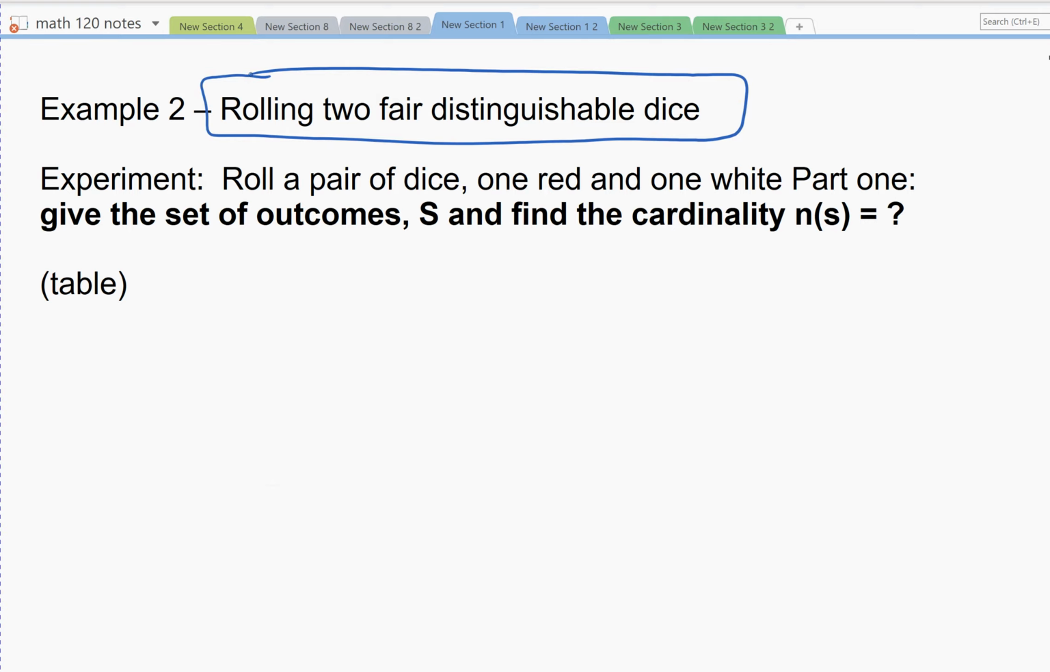Now, our dice will always be distinguishable. There is a difference, and the book talks about it a little bit. It explains the difference between distinguishable and not distinguishable. Ours will always be distinguishable, and what that means is we'll always be able to tell the difference between the two dice. Either the two dice will be colored differently, and that's the example I chose to look at. I've got one die colored red and one colored white, so I can tell the difference between the two dice. Or we'll roll them at different times.